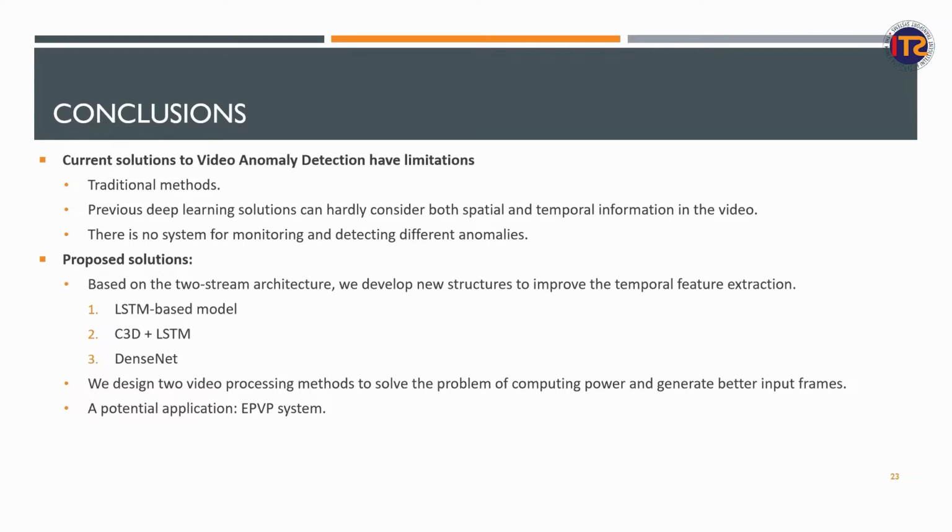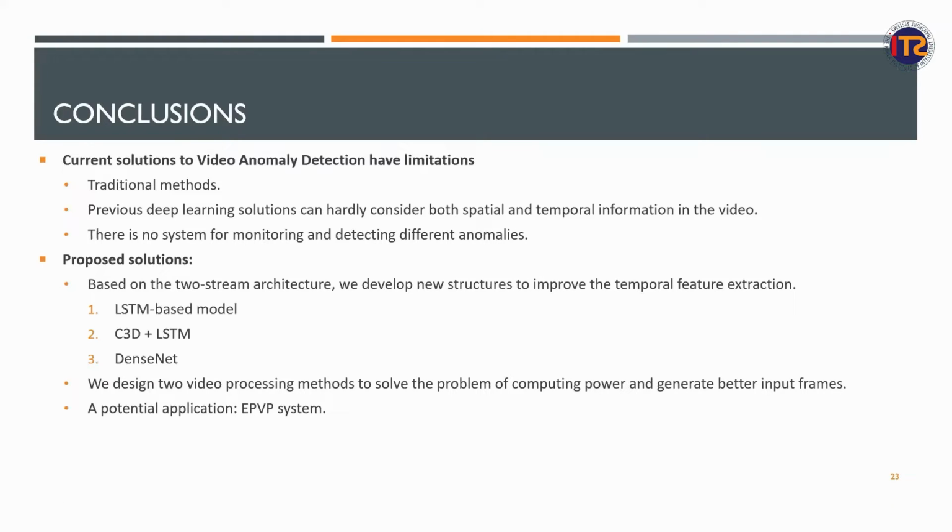The current development of video anomaly detection has the following limitations. Previous deep learning methods can hardly consider both spatial and temporal information in the video. There is no system for monitoring and detecting different anomalies. So we have proposed the following solutions. We have developed a new two-stream structure that can improve temporal feature extraction, based on a new LSTM-based model using CVD plus LSTM, together with DenseNets. I have already presented this in the previous slide.